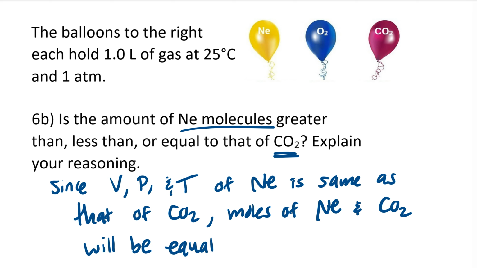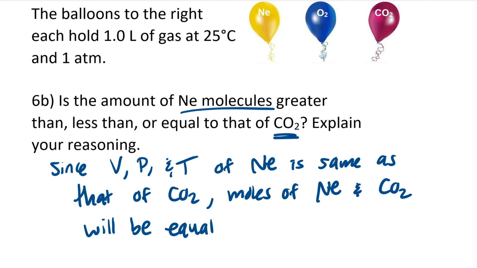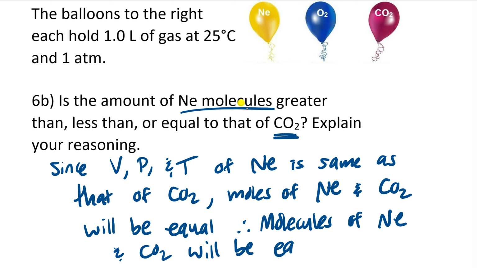And so how do we go from moles to molecules? Isn't 1 mole of a substance equal to 6.02 times 10 to the 23rd molecules? So if these two gases have the same amount of moles, they're going to have the same amount of molecules. The number of molecules is dependent upon the number of moles. So moles of neon and CO2 will be equal. Therefore, molecules of neon and CO2 will be equal as well.